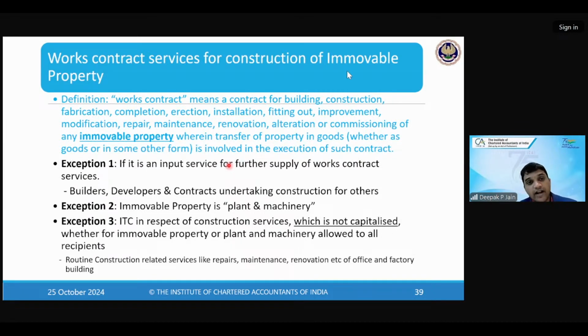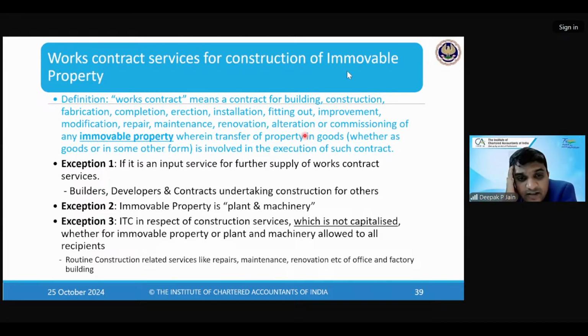Now, for works contract service used for construction of immovable property, credit is not claimable. The exception is if it is an input service for further supply of works contract service. If a person is buying it and selling that building, then he can claim it. Who will buy and sell? It could be a real estate developer or a builder who is constructing it not for his own business but for others, then he can claim the credit.